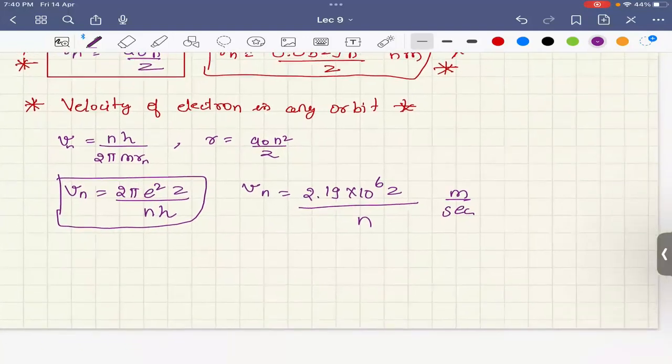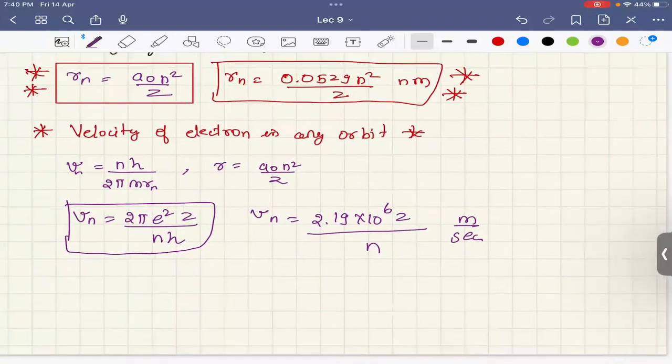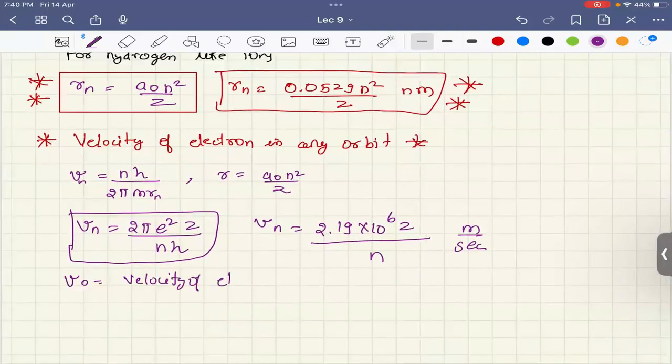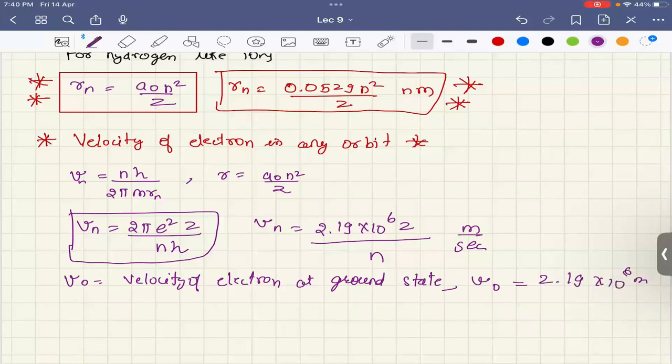And if V0 is the velocity of the electron at ground state, then V0 comes out to be 2.19 into 10 raised to power 6 meter per second, and the expression changes to Vn is equal to V0 into Z by n. So this is a very important expression.